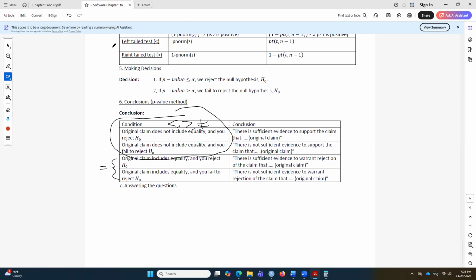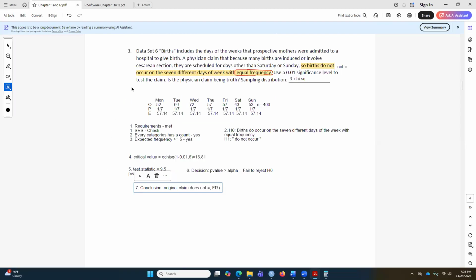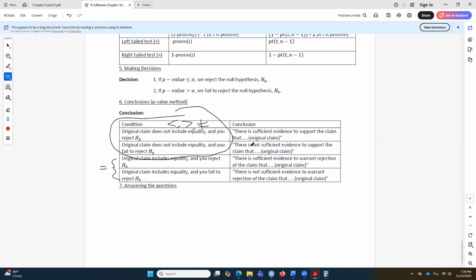No, then that's number 2. Yep, this will be number 2, because the original claim does not have equality. So it's either 1 or 2, but since we fail to reject, it's going to be number 2. And for number 2, the conclusion says there is not sufficient evidence.